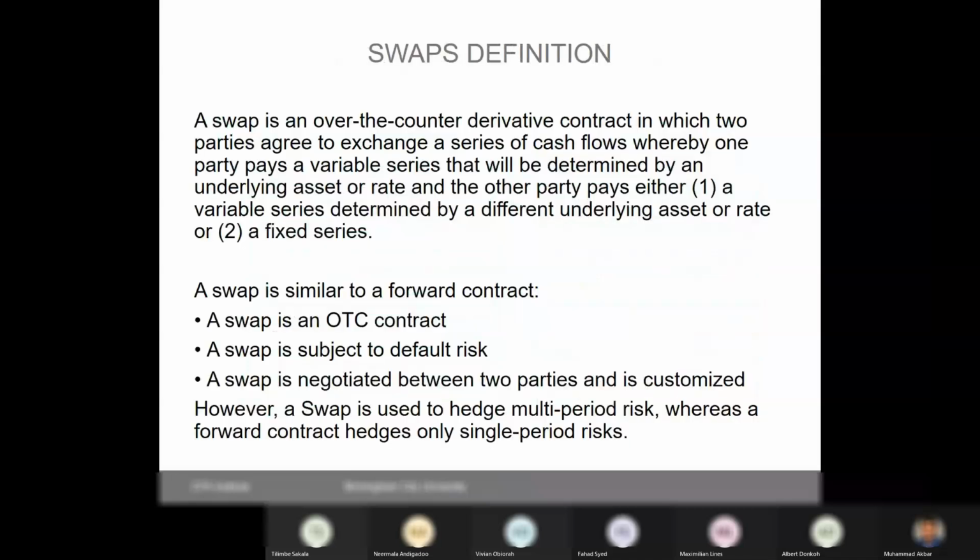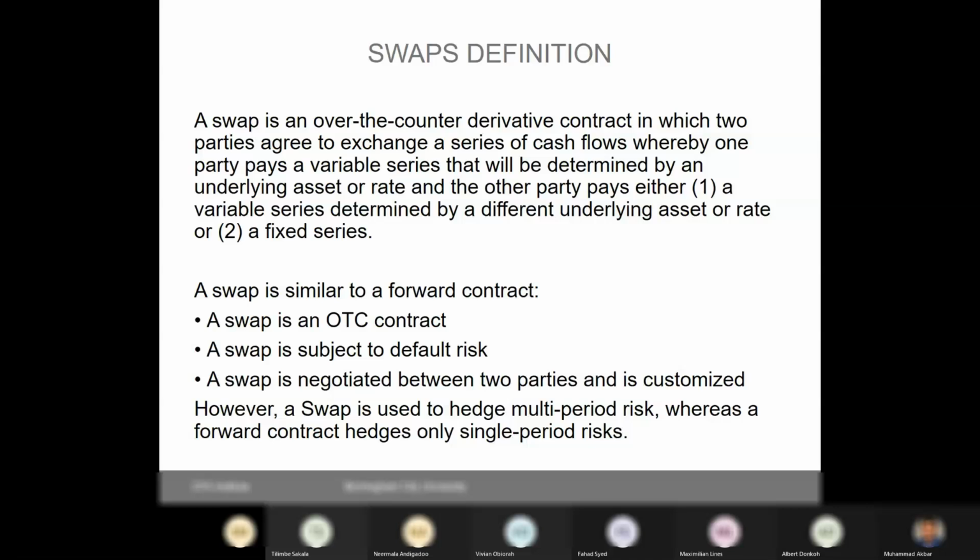The next contract that we have is a swap contract. In a swap, what happens is that we exchange cash flows. The exchange of cash flows can be in the same currency or in other currencies. For example, we can have a swap where we are exchanging a fixed rate payment for a variable rate payment.